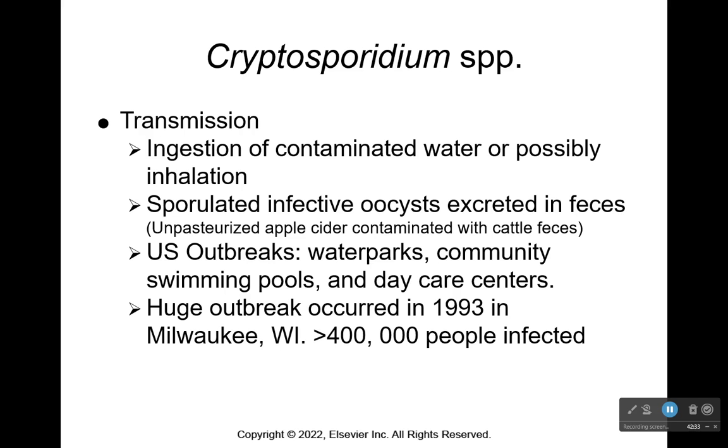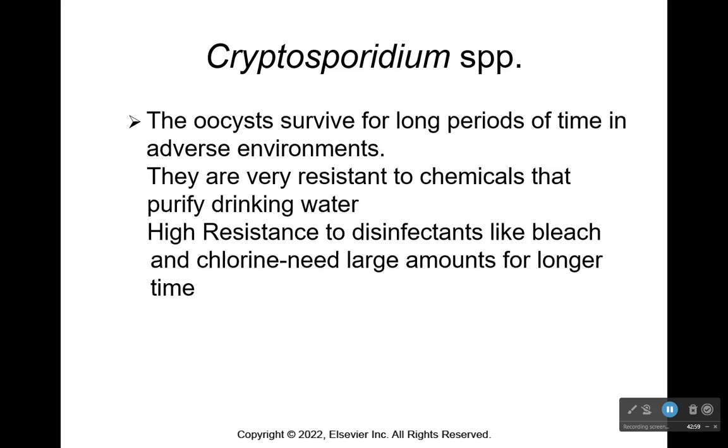There was a very large outbreak in 1993 in Milwaukee, Wisconsin. The city water system was compromised and the filters messed up. So the chlorination, fluoridation did not work. The whole filtration system went out, and over 400,000 people were infected with Cryptosporidium during that year. So it was a big outbreak.